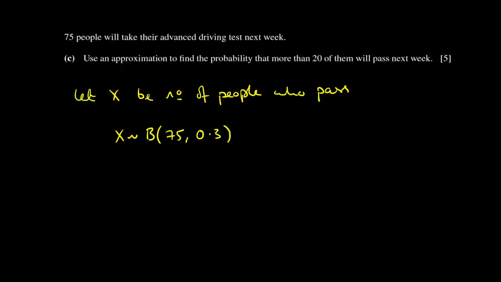Okay, because we can think of this as a binomial distribution where we've got 75 trials, because each person is like a trial, and the probability of success is 0.3. Now, what we're being asked to find here is the probability that X is greater than 20, which is the same thing, by the way, as X is greater than or equal to 21. Now, this is going to be very boring to try to do manually. You've got to figure out the probability X is 21, 22, 23, 24, 25, all the way up to 75.